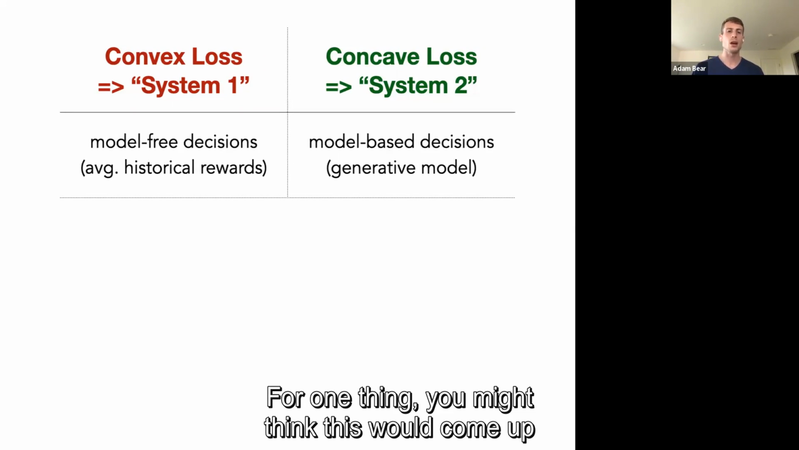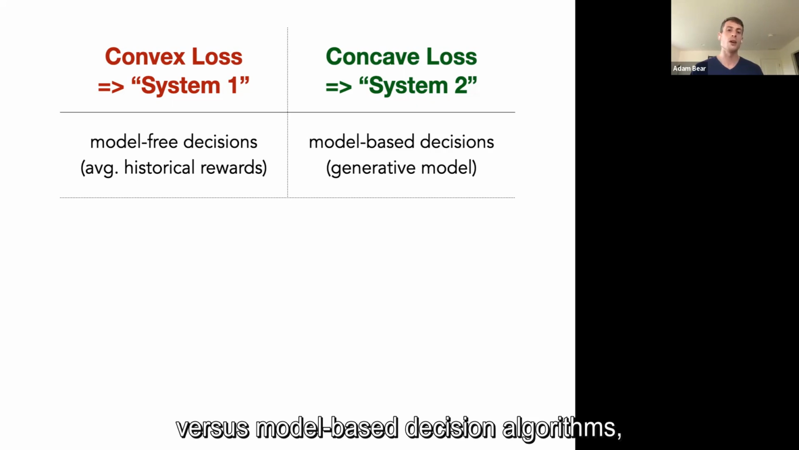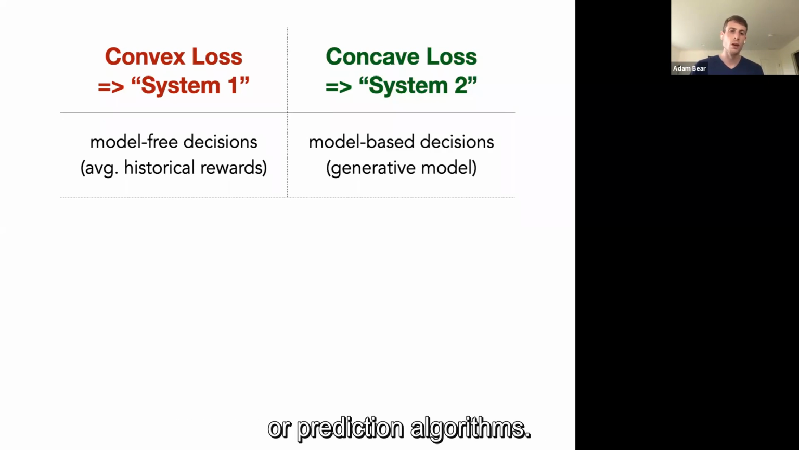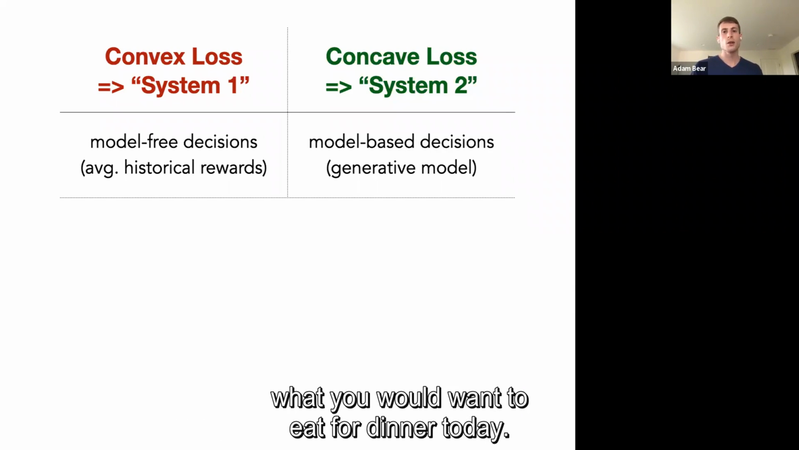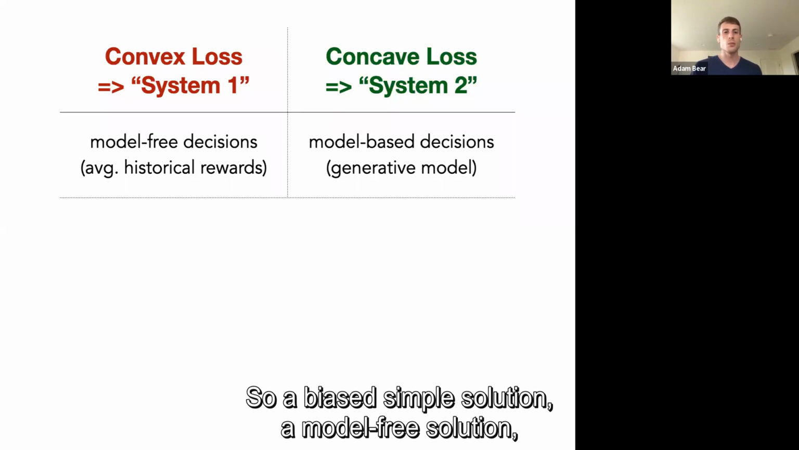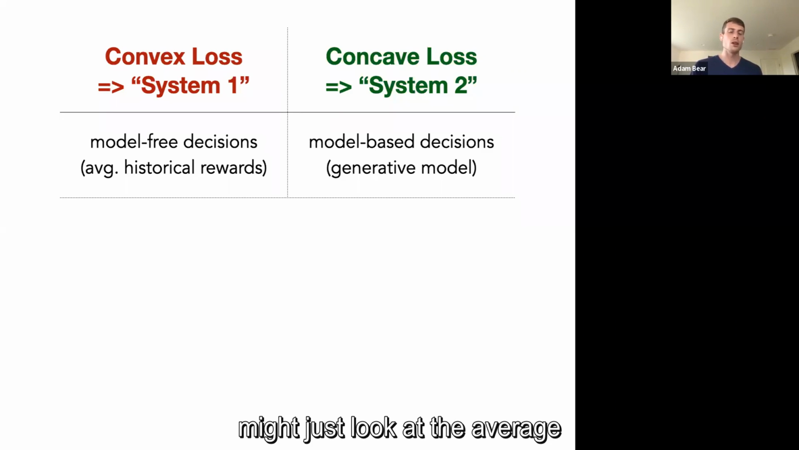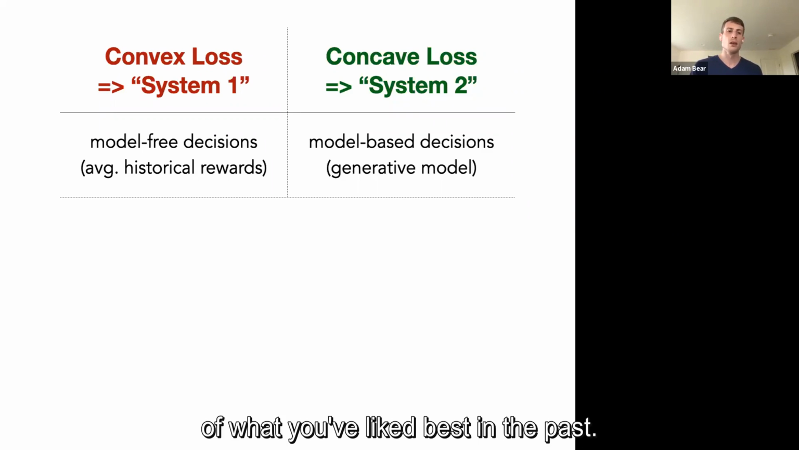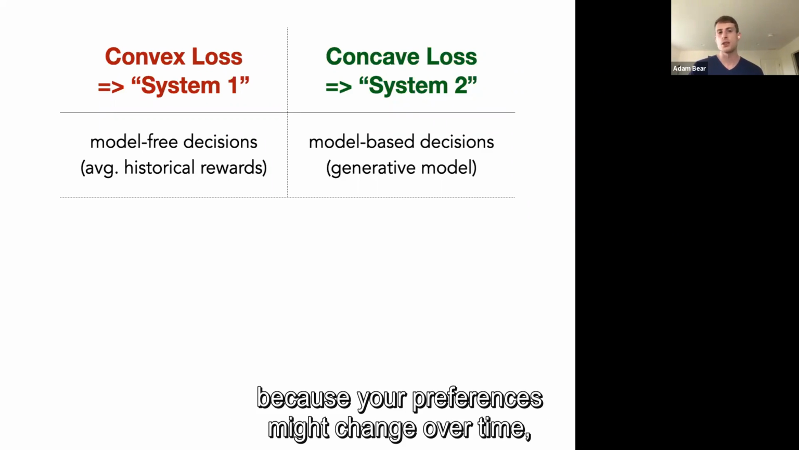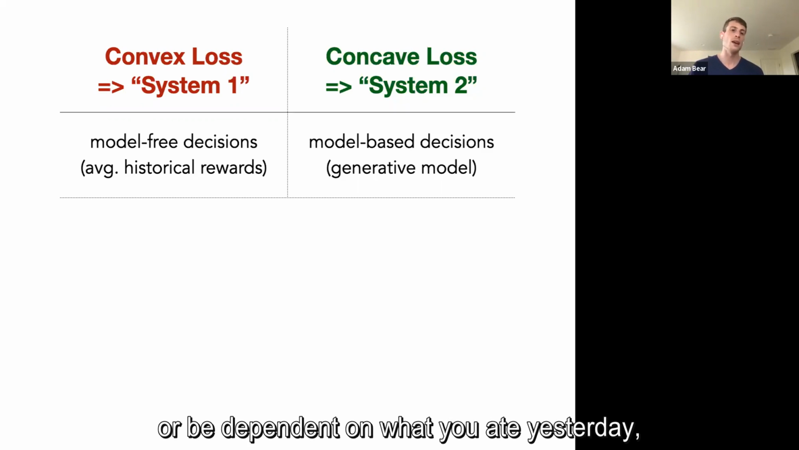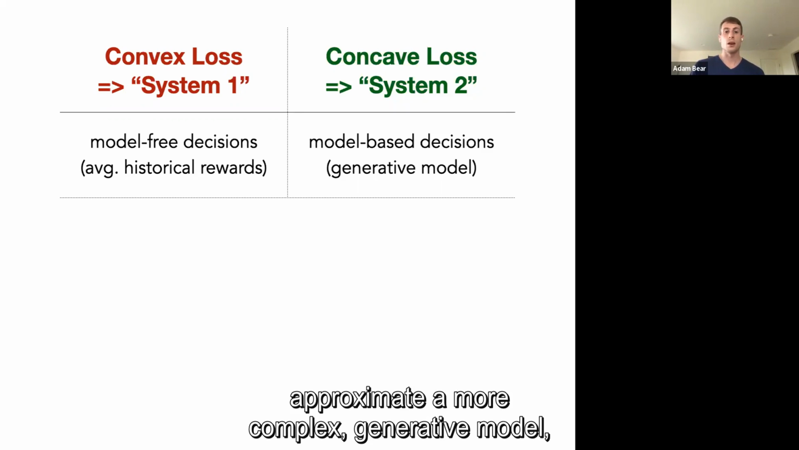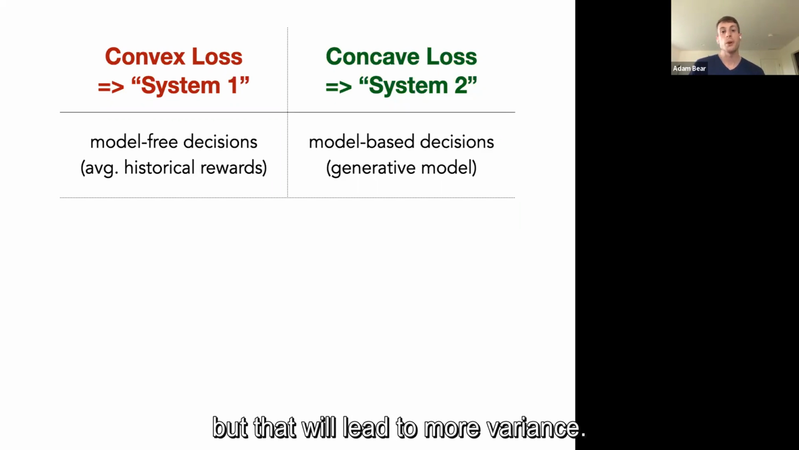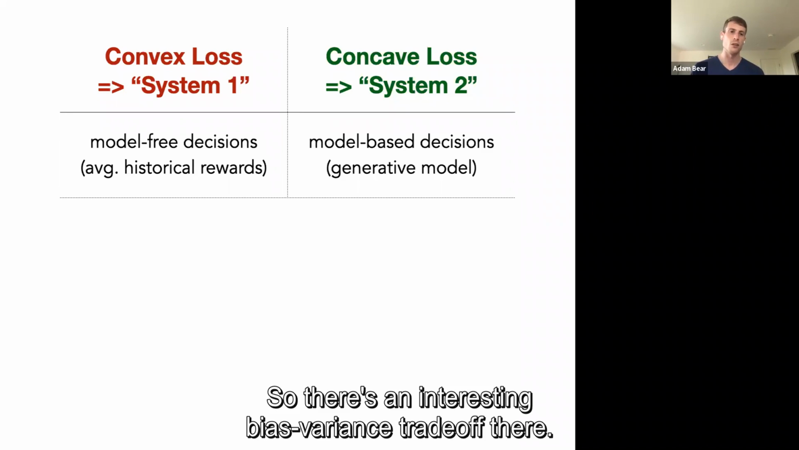For one thing, you might think this would come up in comparing model-free versus model-based decision algorithms or prediction algorithms. For example, imagine you're trying to anticipate what you would want to eat for dinner today. A biased simple solution, a model-free solution, might just look at the average of what you've liked best in the past. That's going to be biased because your preferences might change over time or be dependent on what you ate yesterday and other things like that. So you could instead approximate a more complex generative model using a model-based algorithm, but that will lead to more variance. So there's an interesting bias-variance trade-off there.